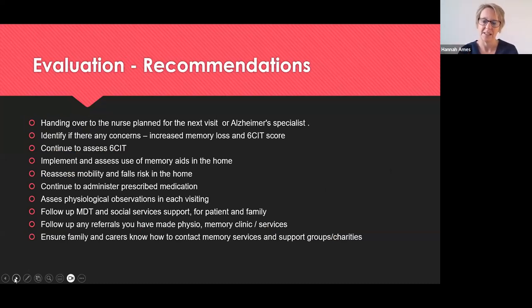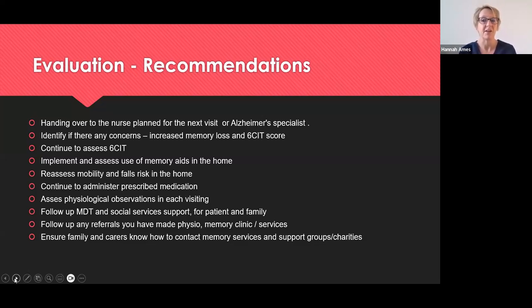I'm just going to go through the recommendations here because you'll have all your other information from your stations, but you might want that person you're handing over to implement and assess the use of memory aids in the home, reassess mobility and risk of falls in the home, continue to administer prescribed medication, assess physiological observations with each visit, so your NEWS too. Follow up on those multidisciplinary team referrals that you might put in your care plan, social services support, for example, referrals you might have made to physio, memory clinic services, and ensure the family and carers know who to contact and have got support. So those are some potential recommendations.